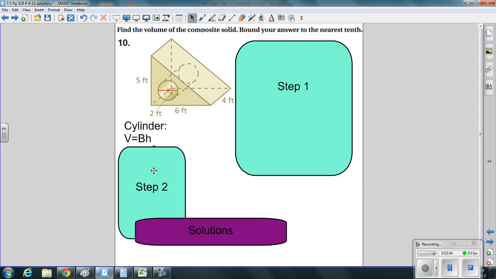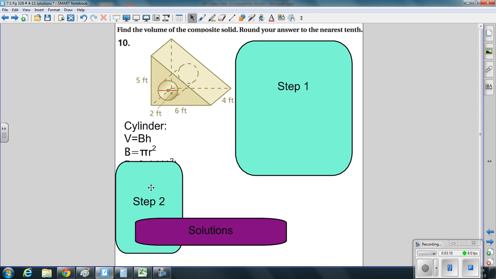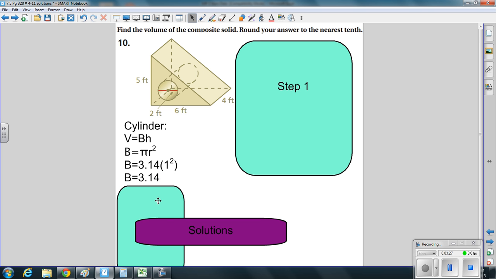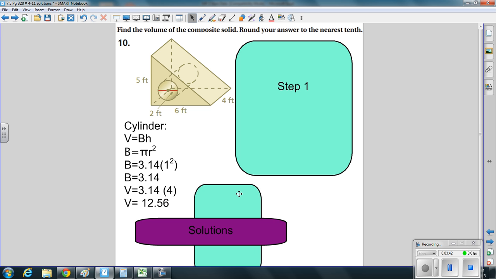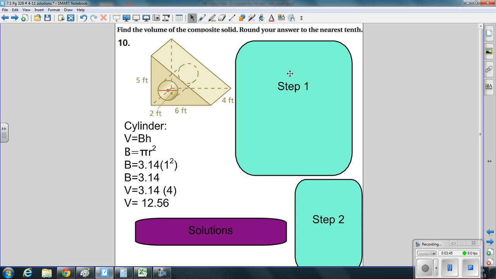For step 2, we're going to find volume of the cylinder. And again, the formula is area of the base times the height. For a circle, to find area, the formula is pi times radius squared. So we're going to take 3.14 times the radius of 1, because the radius is half the diameter. We get area of the base is 3.14. So area of the base times the height. The height is how tall the cylinder is. Well, the cylinder is 4 feet tall because it's the same distance from one another. So we take 3.14 times 4 and we get 12.56.